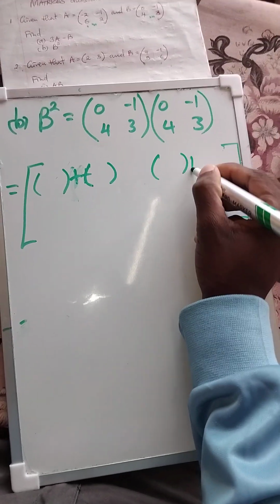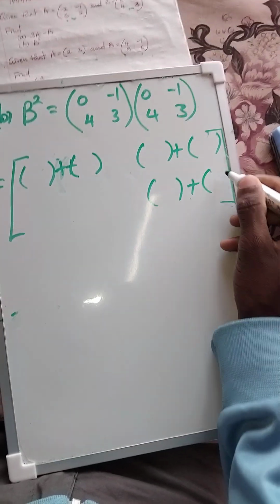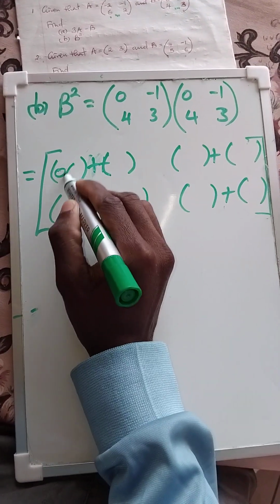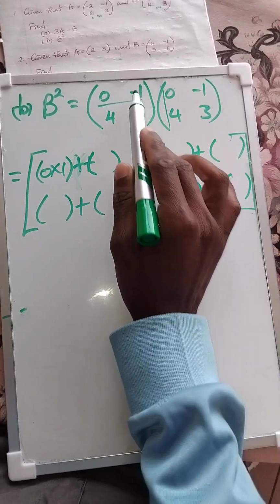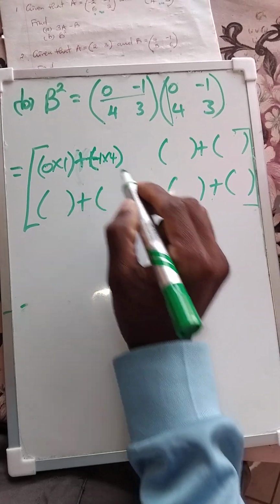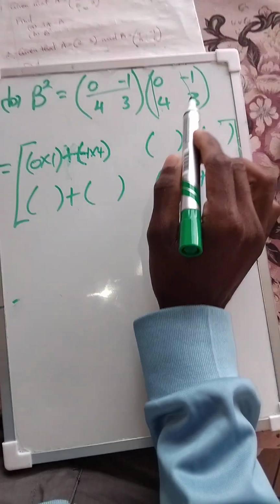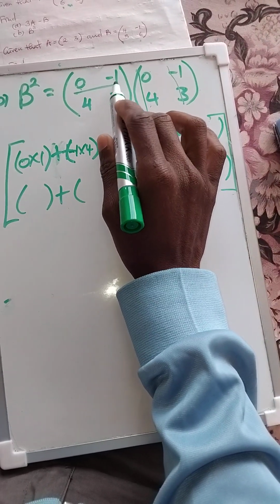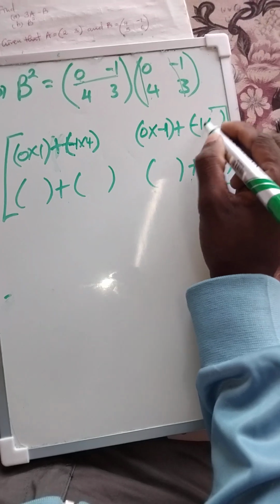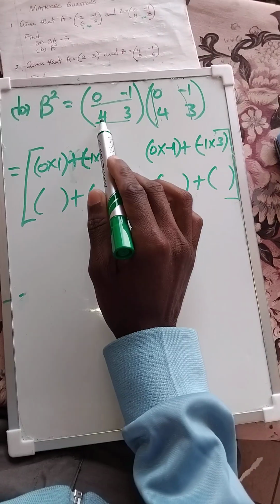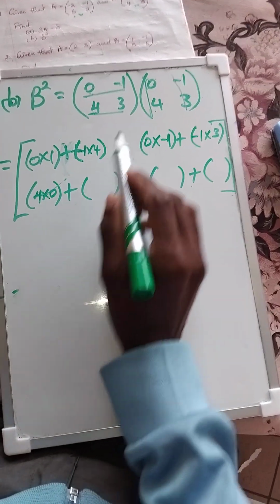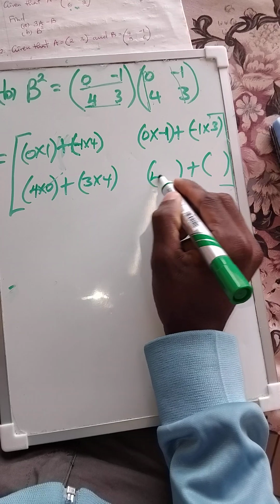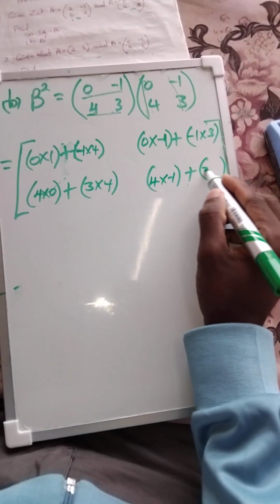Plus. So here we go row by column: 0 times 0, -1 times 4, then row by column 0 times -1, -1 times 3, then row by column 4 times 0, 3 times 4, then 4 times -1, 3 times 3.